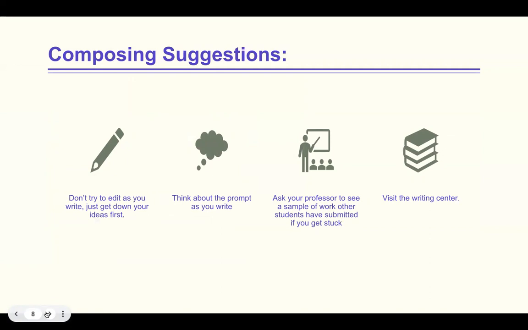The next thing you should do is think about the prompt as you write. You should every so often check in and make sure you're answering all aspects of the prompt that your professor has asked you to address. You can also ask your professor to see a sample of student work other students might have submitted to the course if you get stuck. Even a paragraph or two can be really helpful in jogging your mind or getting you to see how this genre is written. And then you should always visit the Writing Center. We can help you at any stage of the composition process, from brainstorming to polishing.